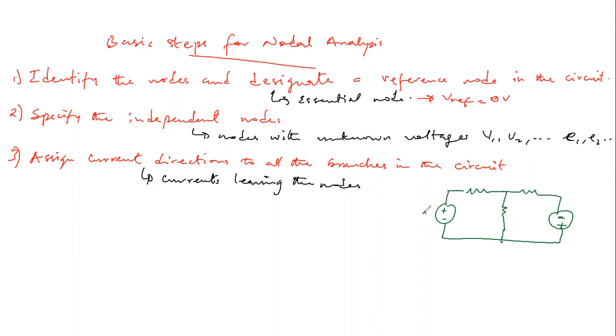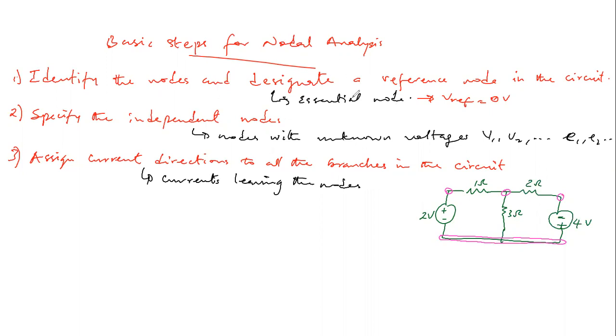So this is 2 volts. Let's say this is 4 volts. Let's say this is 1 ohm, 2 ohms, and 3 ohms. From what we have established so far, we want to identify the nodes. This is a node, this is a node, this is also a node, and this is equally another node. These are points joining different elements or different branches, okay?